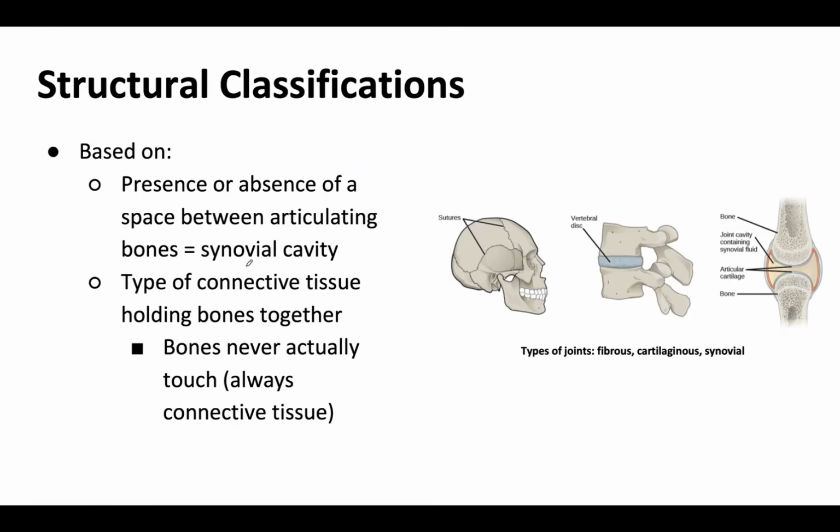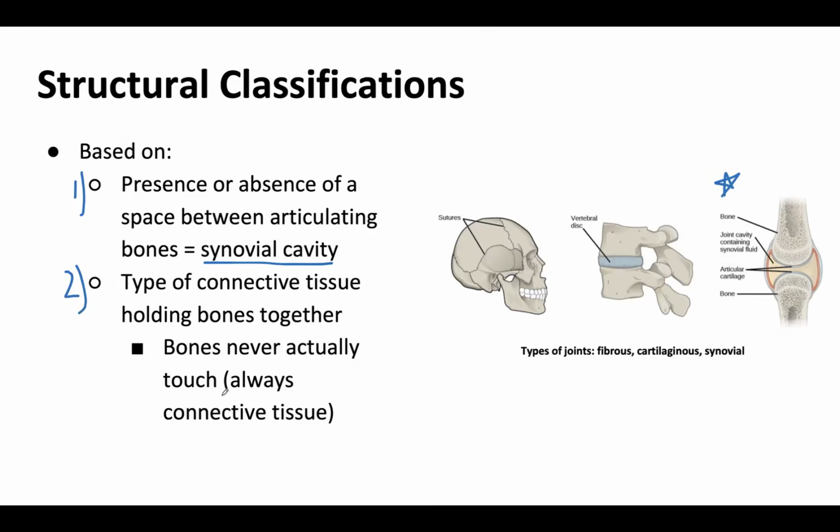And these are based on 2 things. First, is there a space between the articulating bones, or are the bones connected by a solid sheet of connective tissue? The space that we're referring to is called a synovial cavity. So if there is a synovial cavity, you know you're talking about a synovial joint. If it's connected by a solid sheet of connective tissue, then we need to consider the types of connective tissue that's holding the bones together, which we'll talk a bit about more in the next slide.